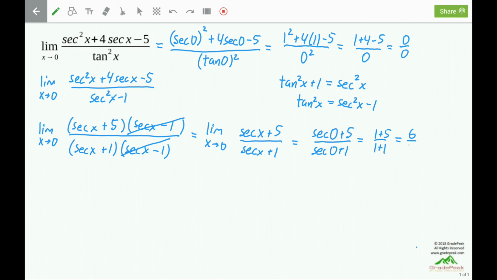1 plus 5 is a 6. 1 plus 1 is a 2. Those are reducible by a factor of 2, and that will cancel out to be a 3.